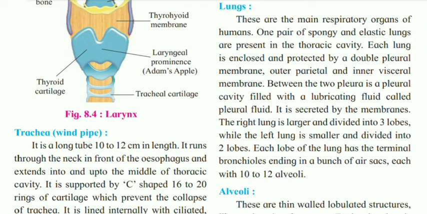The right lung is larger and is divided into three lobes, while the left lung is smaller and is divided into two lobes. Each lobe of the lung has the terminal bronchioles ending in a bunch of air sacs, each with 10 to 12 alveoli.